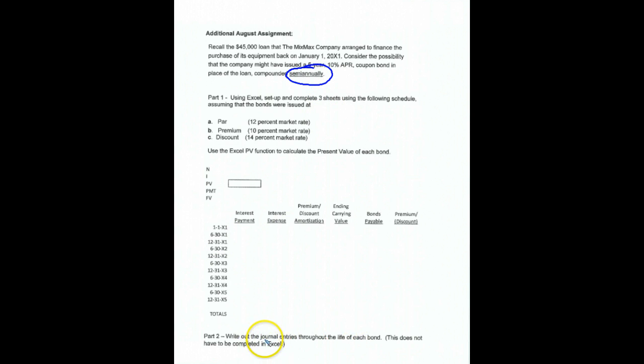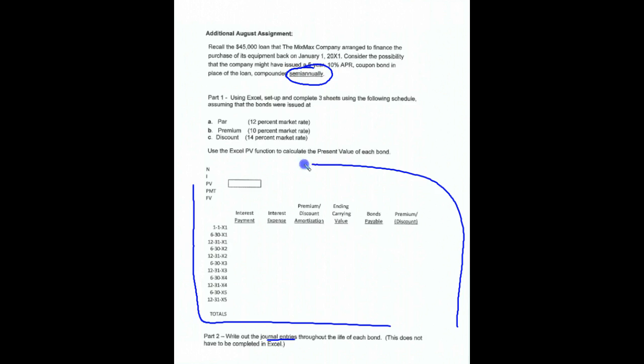And then also write out the journal entries throughout the life of the bond. And you don't have to complete that in Excel, but you can if you'd like to. But you do need to turn in 3 spreadsheets that have all of this, the data input and then the amortization schedule itself, using these numbers.